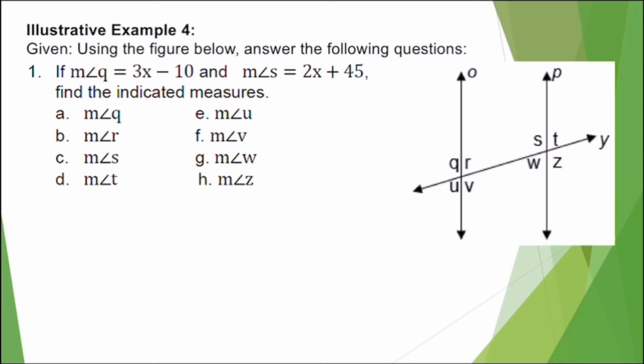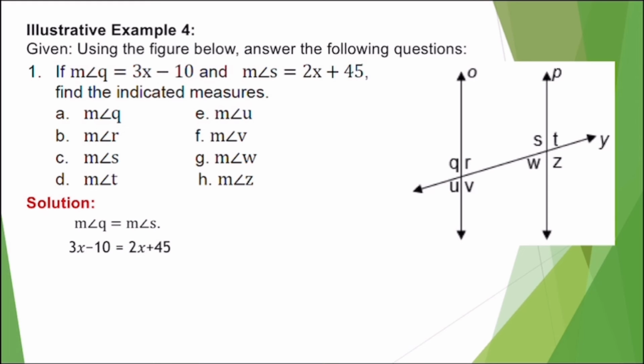Now, from this question, we will have our solution. Angle Q and angle S are corresponding angles. That is by the corresponding angles congruent parallel, or CACP postulate. Corresponding angles are congruent. So, the degree measure of angle Q is equal to the degree measure of angle S.